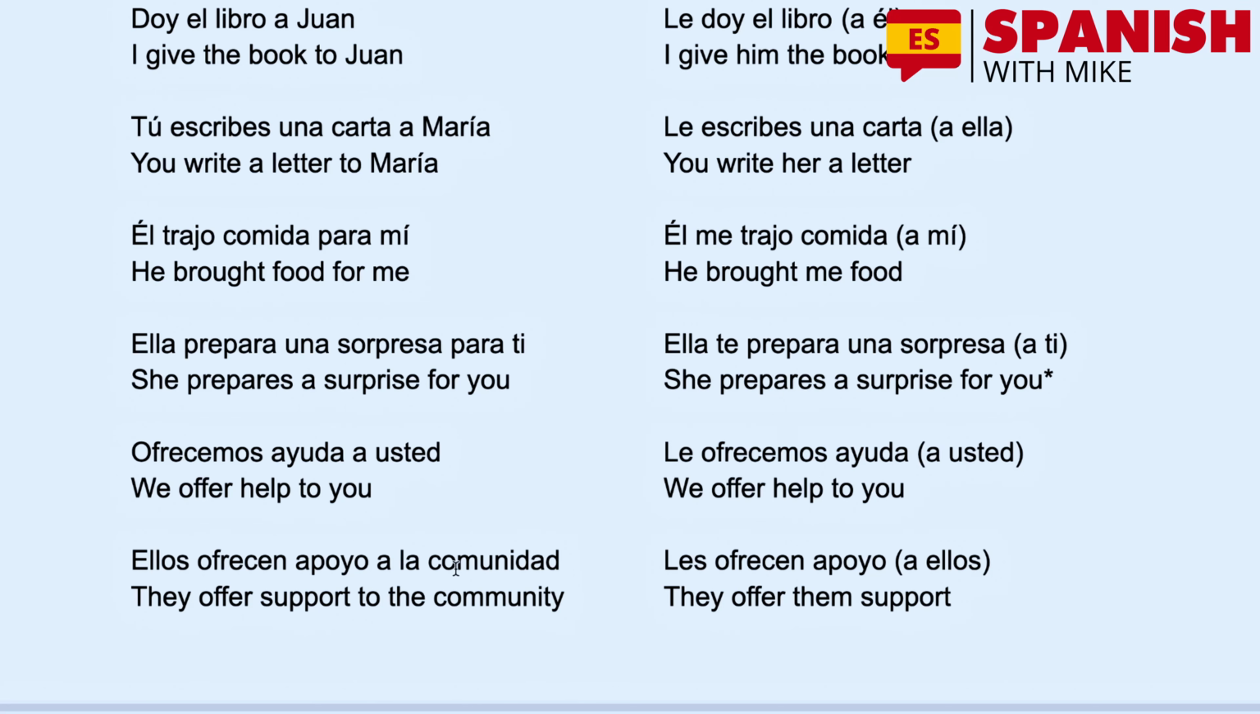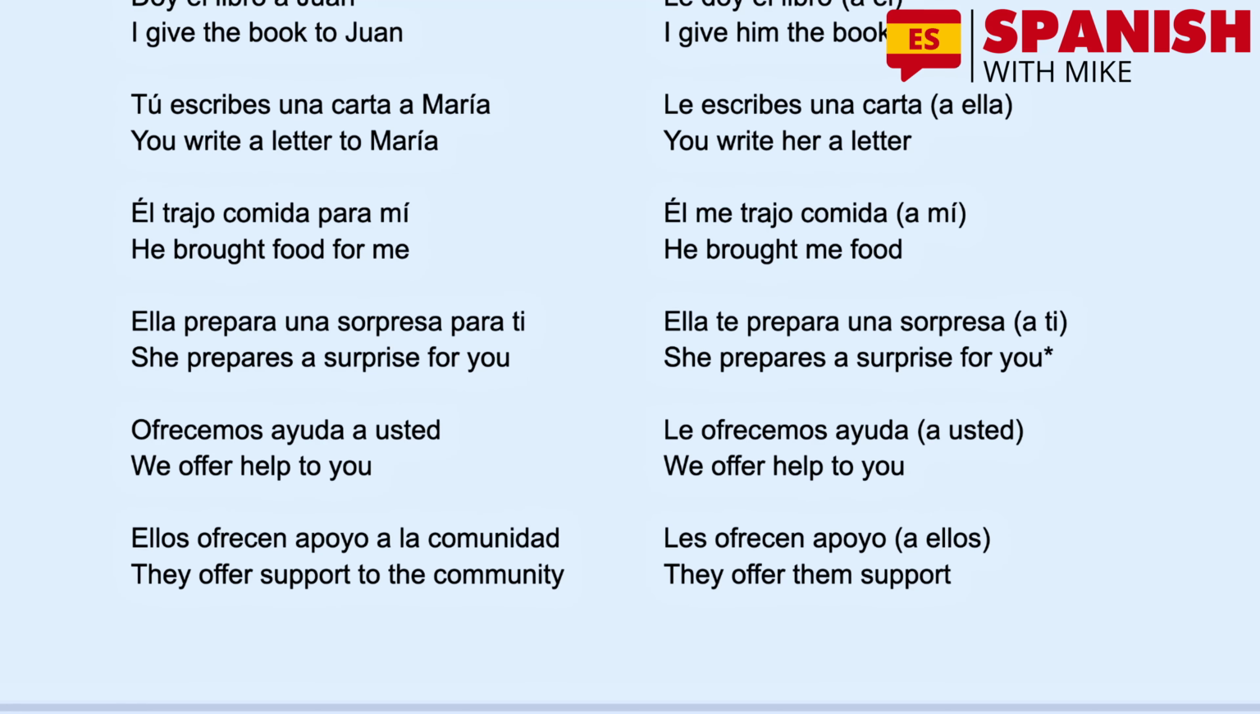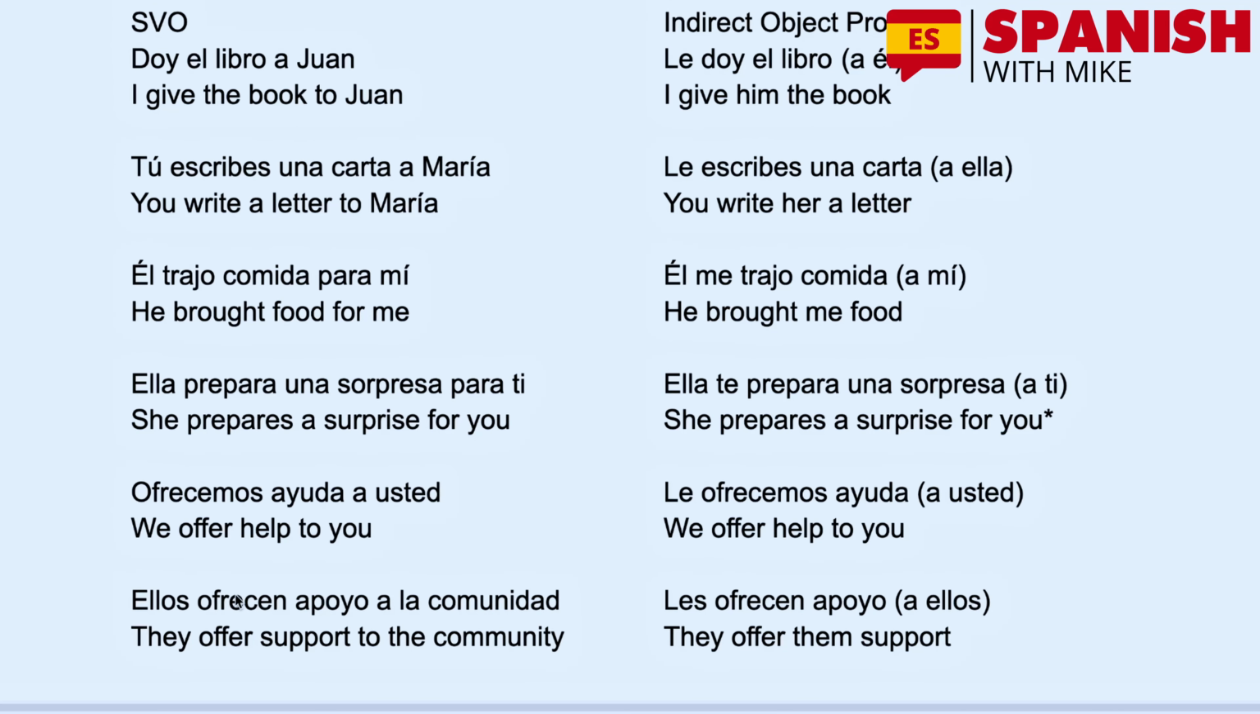And we have ellos ofrecen apoyo a la comunidad. They offer support to the community. And les ofrecen a ellos. Les ofrecen apoyo. They offer them support. So this is the way the indirect object pronoun works.